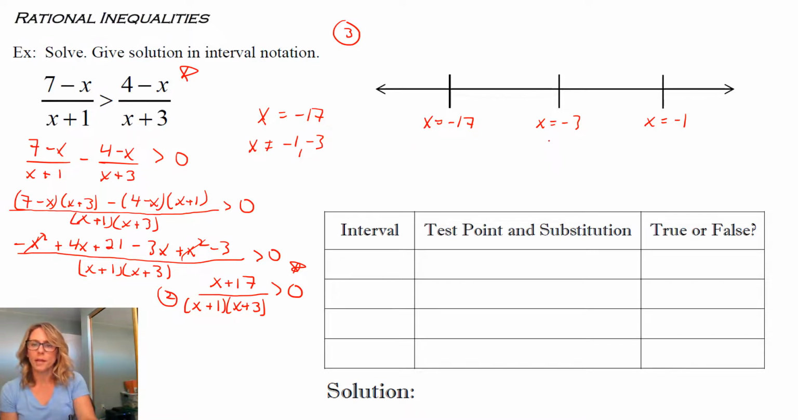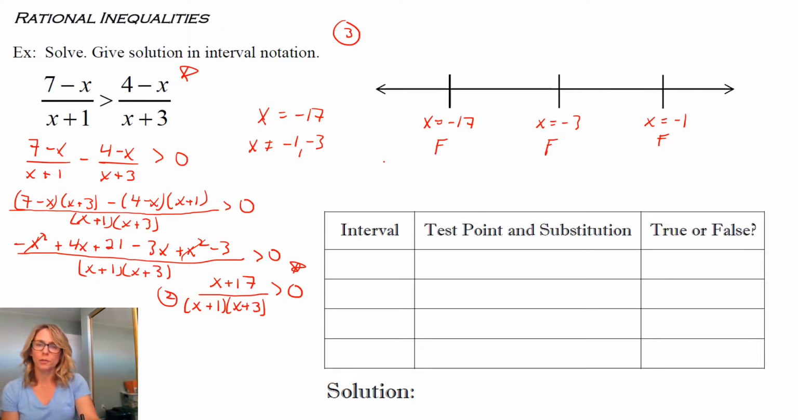I want you to understand that I already know that these two values are false. They make this inequality undefined. That can't be part of our solution, so it's got to be false. For negative 17, you should understand, makes it equal to 0, but we want greater than 0. We don't have an equal to sign in our inequality, so negative 17 can't be part of our solution either. But now we can test values.